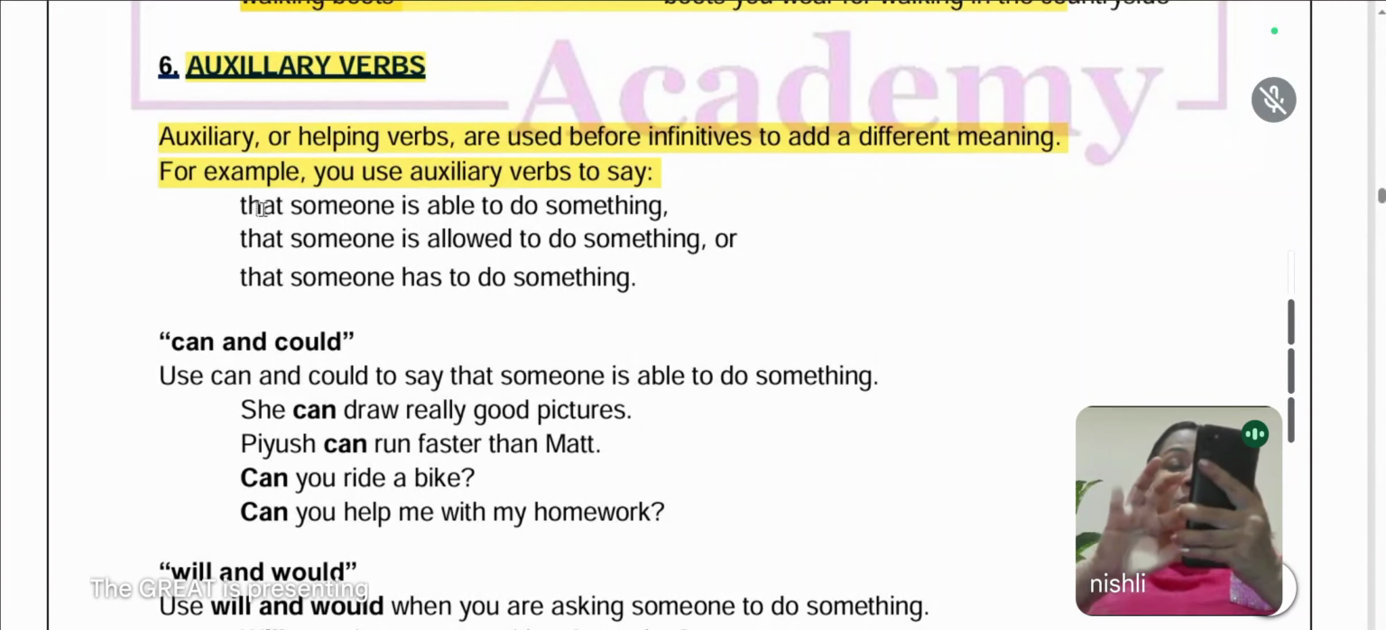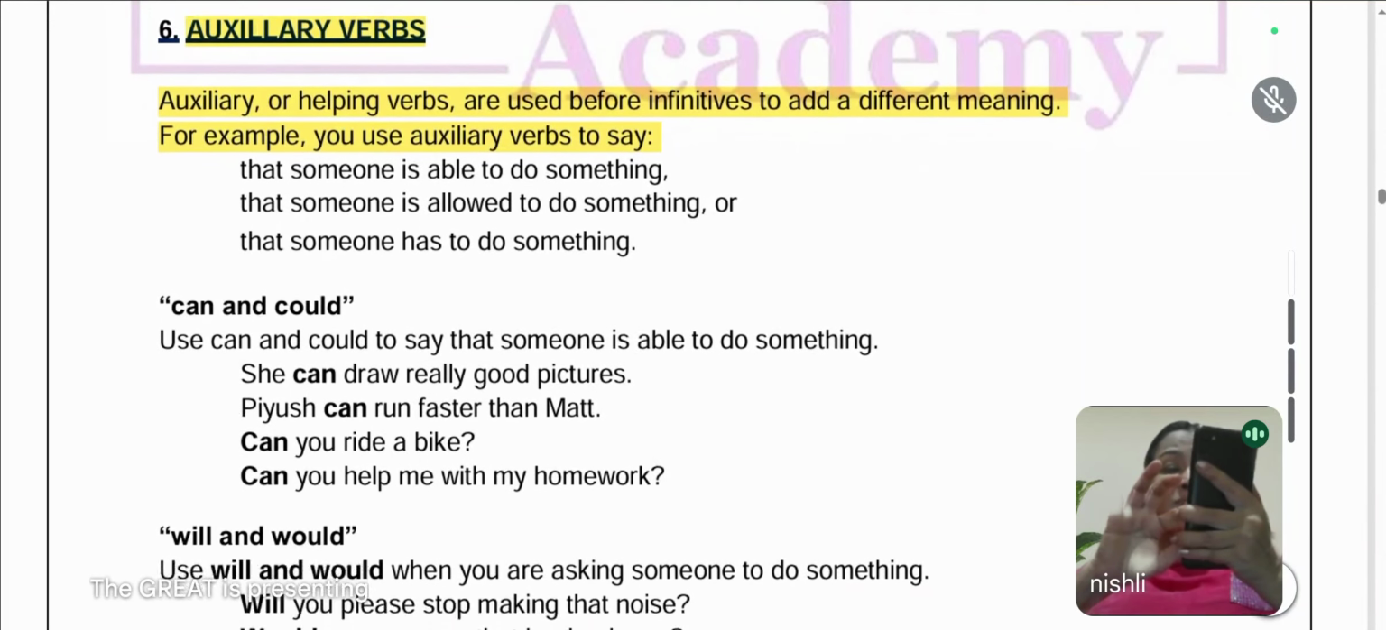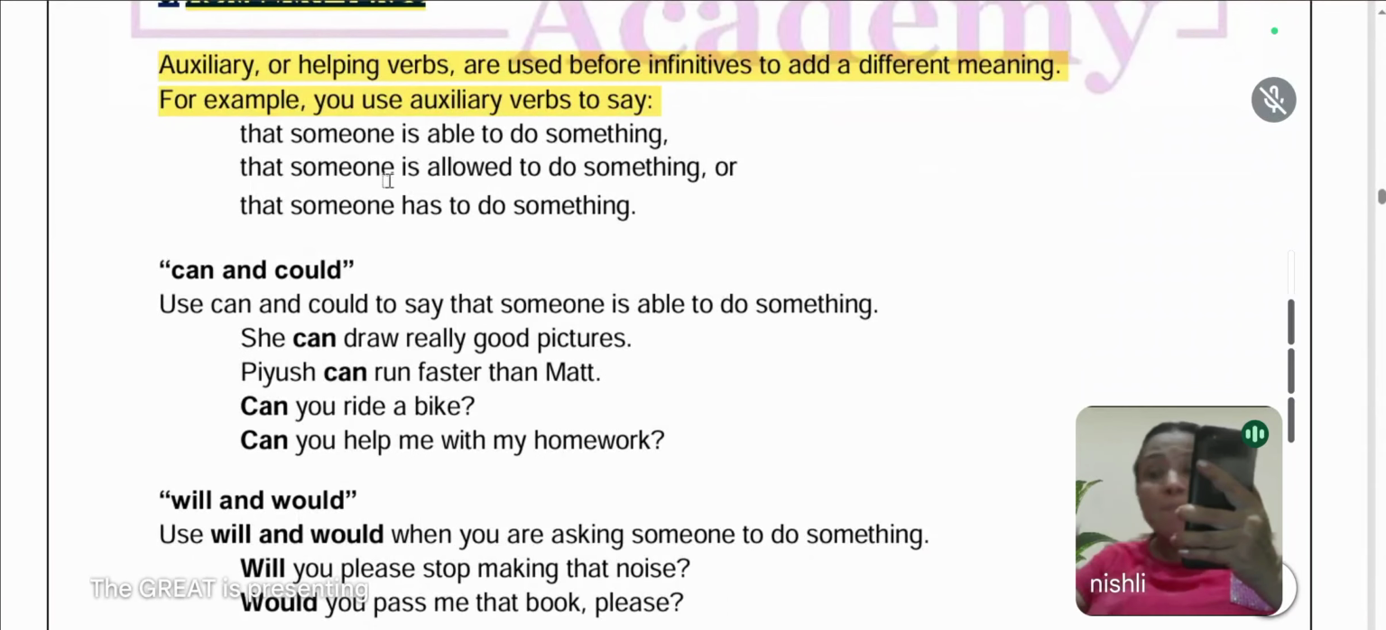So auxiliary or helping verbs are used before infinitives to add a different meaning. For example, you use auxiliary verbs to say that someone is able to do something. I can swim. That shows again your ability. I can swim. I can sing and dance. So that shows how talented you are, what you are capable of doing. That is why you use the word can. Can always refers to ability.